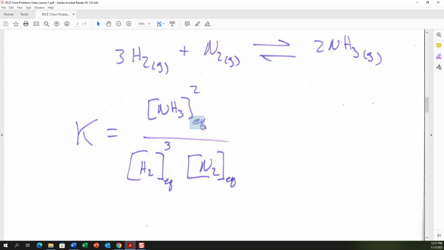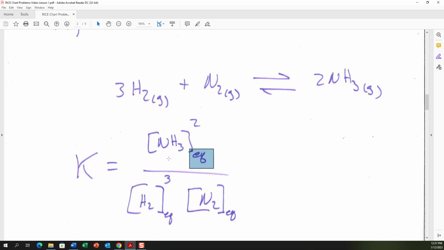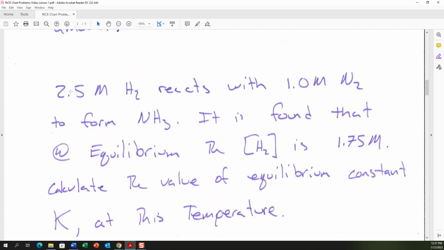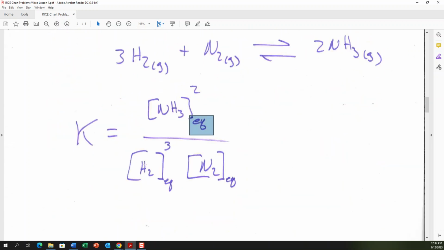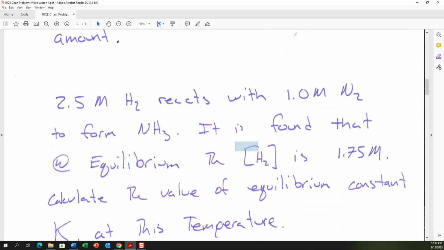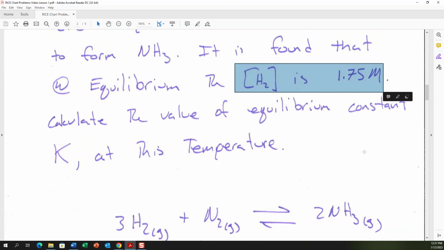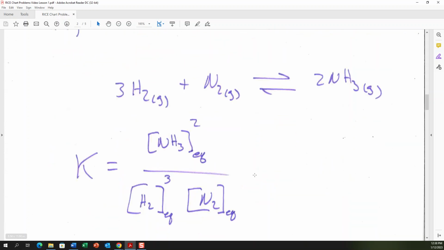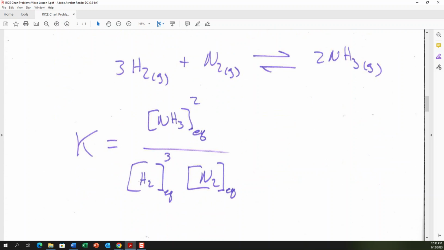And notice I threw in this little EQ here. That's a reminder: I can't plug in initial amounts. It's got to be equilibrium amounts to get the equilibrium constant. So don't jump the gun and go back to this problem and plug 2.5 in for the molarity of hydrogen. That was the initial molarity of hydrogen, but not the equilibrium. The equilibrium concentration for hydrogen was 1.75. So if this is my equilibrium constant expression, I know that what I'm going to plug in here is 1.75 for the hydrogen because that's the equilibrium concentration of hydrogen.